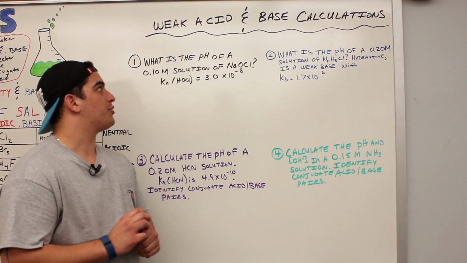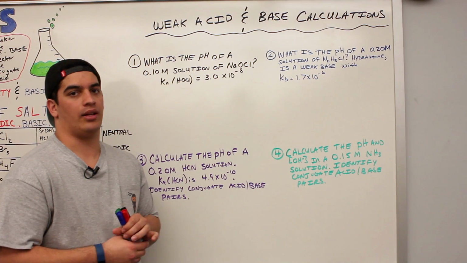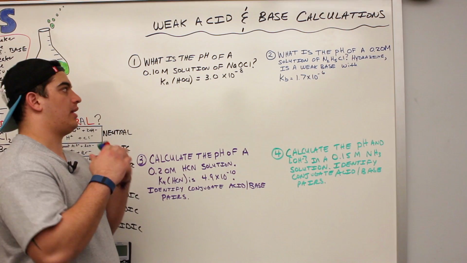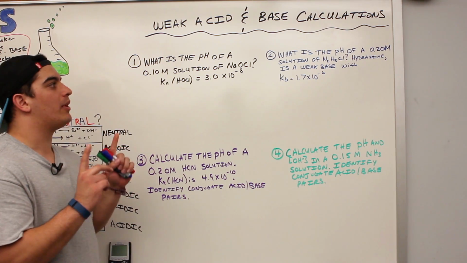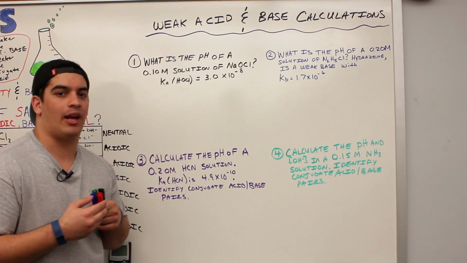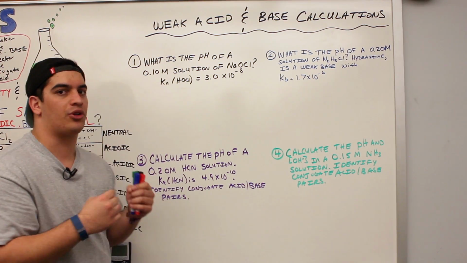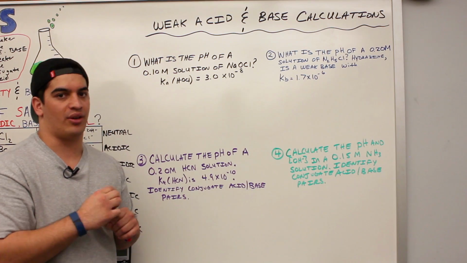All right, Ninja Nerds, what we're going to do is go over weak acid and base calculations. Let's dive right into these, because the best way to get good at these is, like I said, practice. I'm going to show you the normal way of doing these with ICE tables, but only with the first example, because I'm going to teach you a little trick to make this easier for you guys.